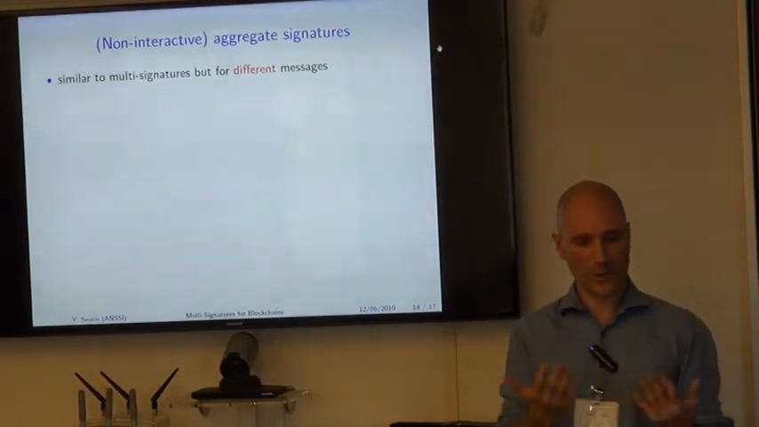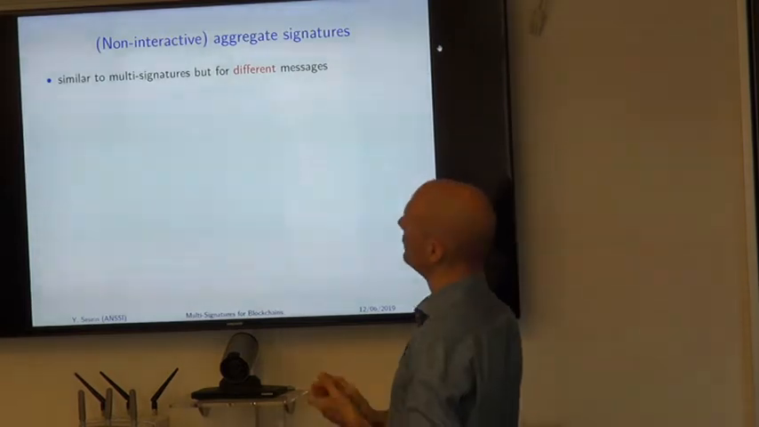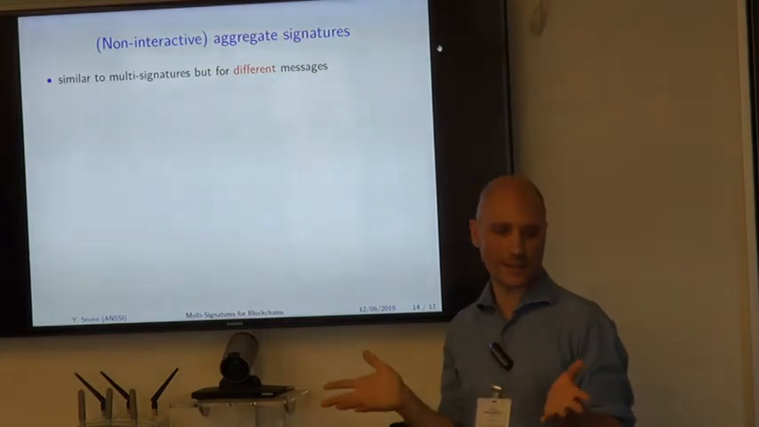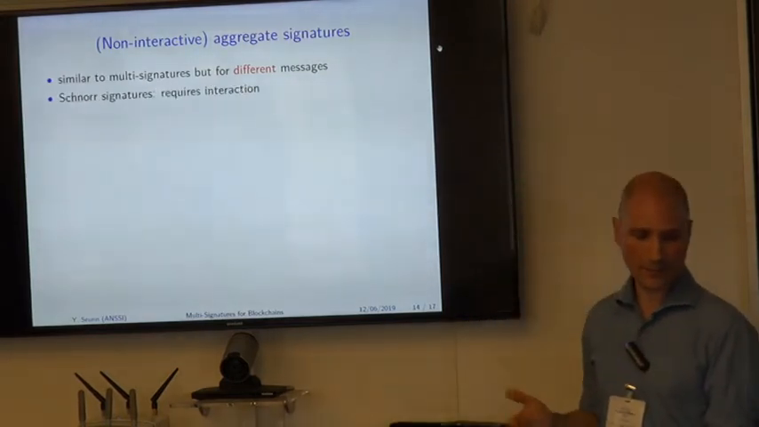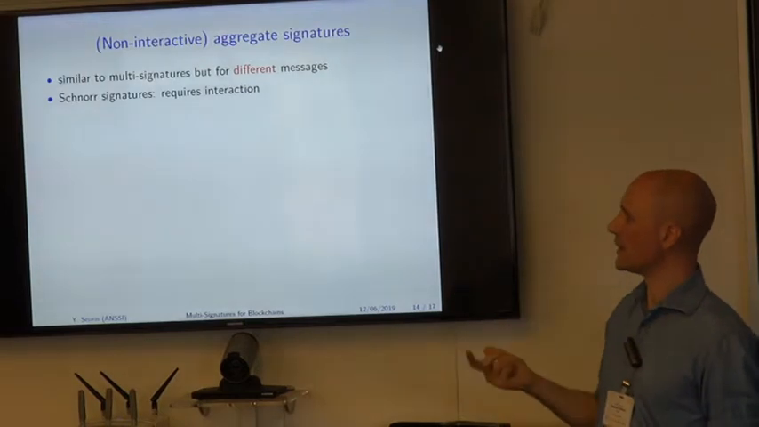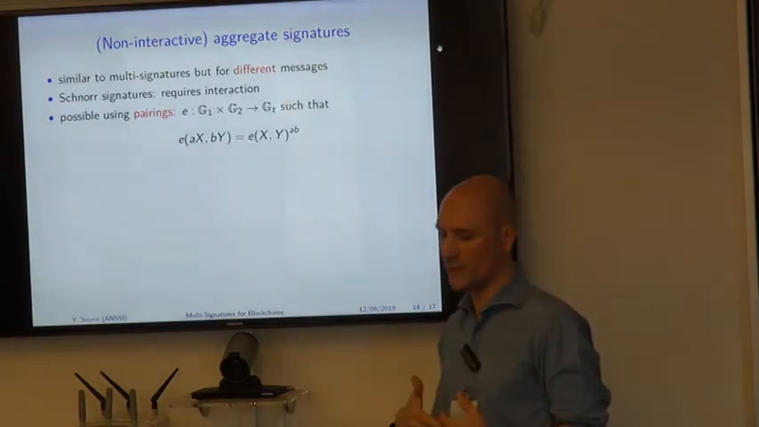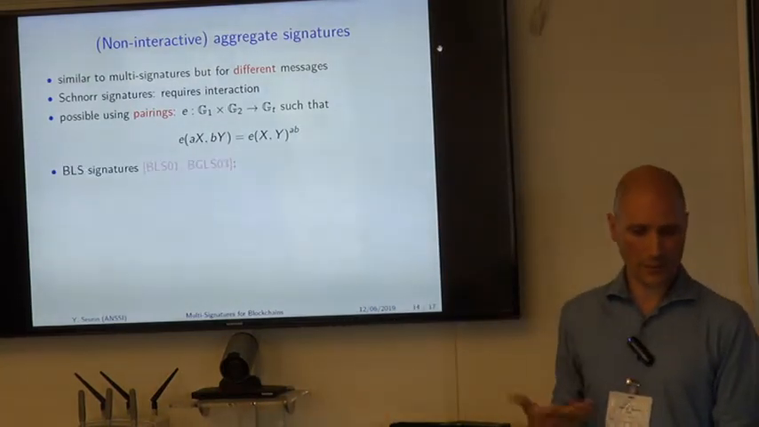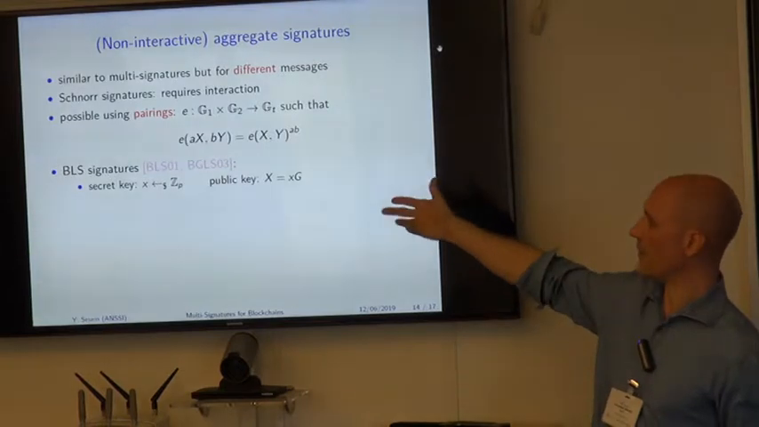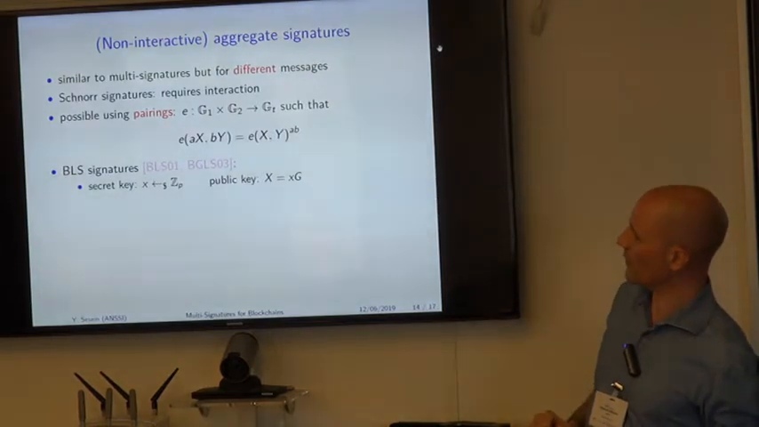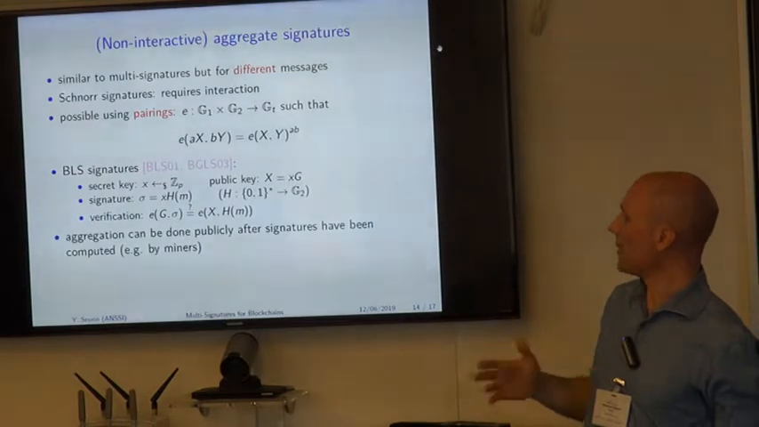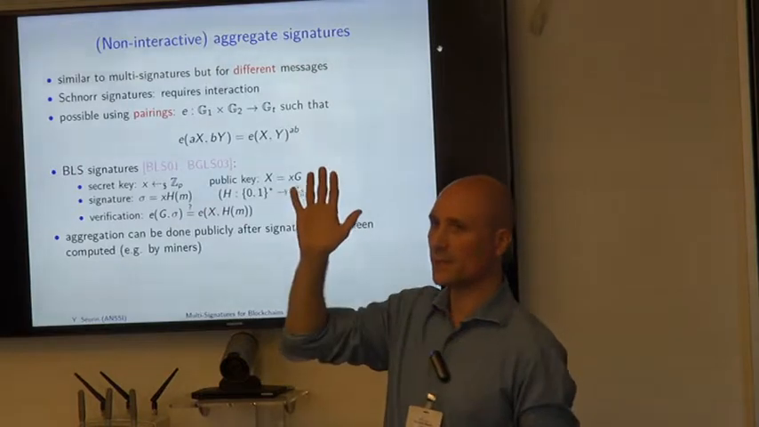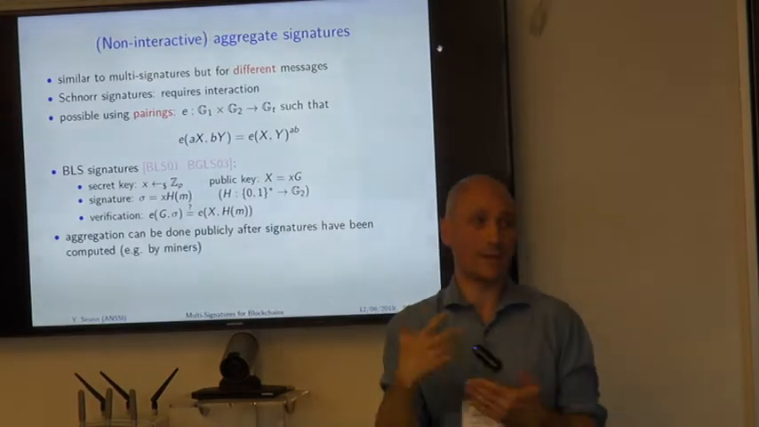Okay, and actually you can do even better than that if you use what are called aggregate signatures, which are a bit like multi-signatures except for different messages. So it's not really possible with Schnorr signatures. For this, you need a more advanced tool, which is called a pairing, which only exists for specific elliptic curves. But if you do this, you have schemes, in particular the most prominent one is called BLS, which will allow you to take any number of signatures on different messages and to aggregate them into a single signature.